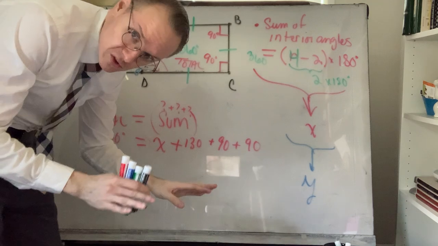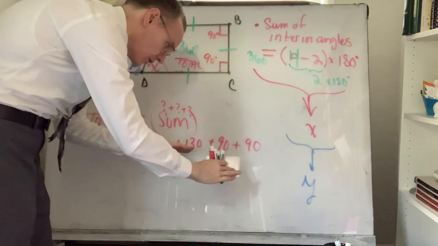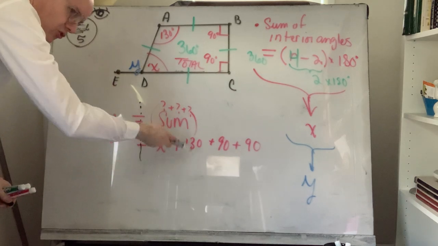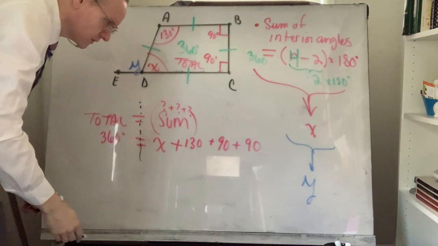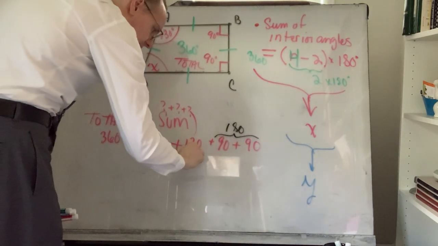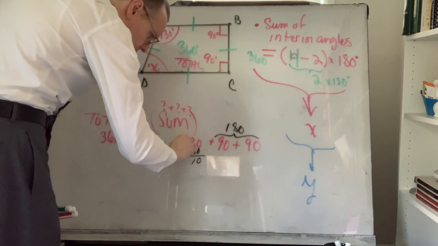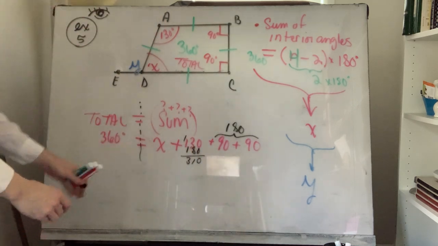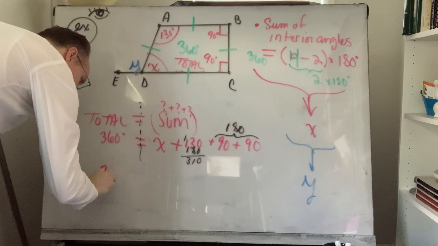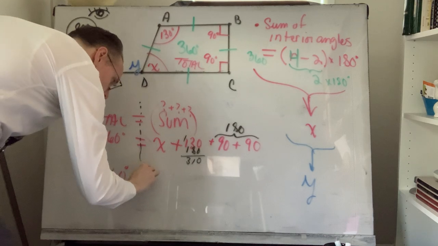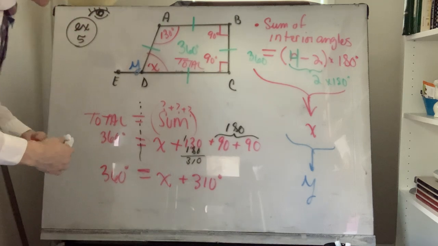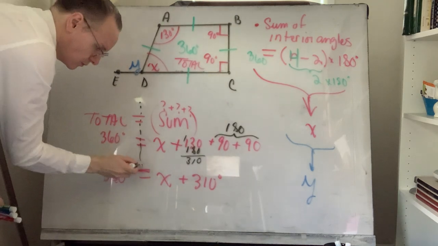Right? Remember, always engage in ordinary arithmetic before you start playing the game of algebra, which is swapping things over equals. This much is 180, right? 180 added to 130 is 310. So, again, a more concise way of writing this would be 360 degrees is equal to X plus 310. And then you have a one-step algebraic equation, which we can proceed with.